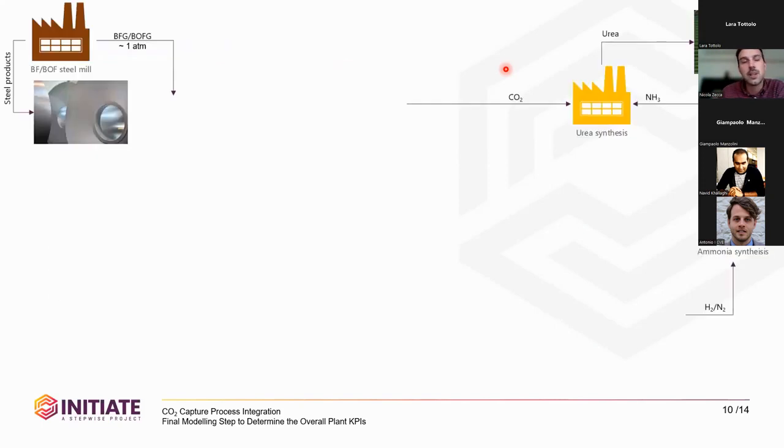In this slide, I would like to show the work made for the techno-economic analysis of the Initiate process project. Starting from a steel plant on a commercial scale, producing more or less 4 megatons per year of steel, we have the availability of BFG and BOF gases that usually are the source of the CO2. On the right side, we have the ammonia and the urea synthesis. We have to connect these two different industries.